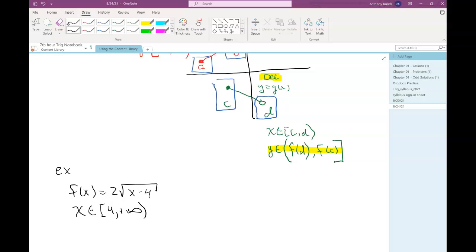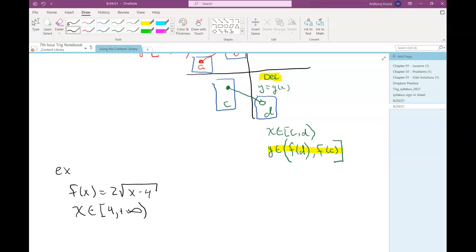So my first thing I want to figure out is this function, 2 times the square root of x minus 4. Is this thing increasing or decreasing? And then if it's just one or the other, great, I can go straight to finding my range. If it's part increasing and part decreasing, then I have to figure out where it switches from increasing to decreasing.